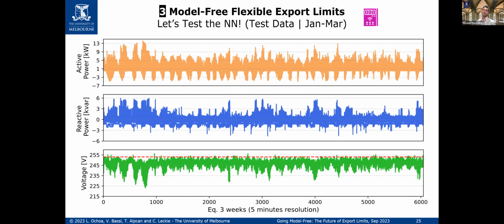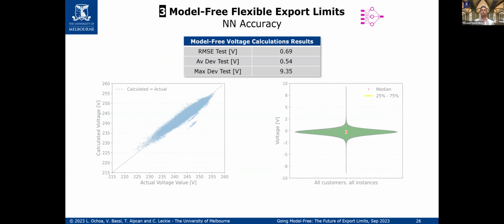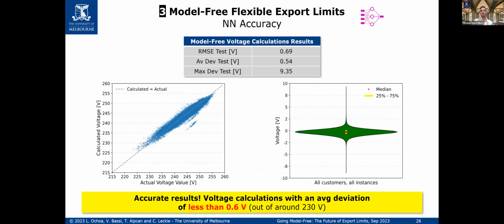Again, we can see that we have PV generation. We see that we have capacity of inductive power factors. And again, we can see that our low voltage network is already constrained in terms of voltages as we are reaching the upper limit. So how accurate is this? Well, in terms of numbers, in the test set we obtain an average deviation of less than 0.6 volts, which is really, really accurate. And we obtain a maximum deviation that can be high. What we are presenting here is up to around 9 volts.